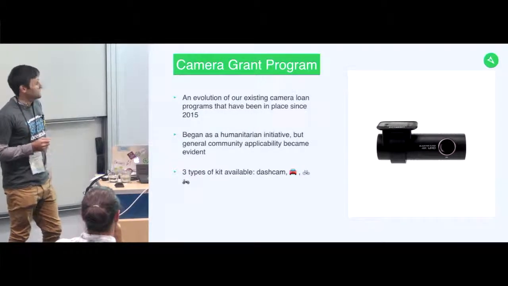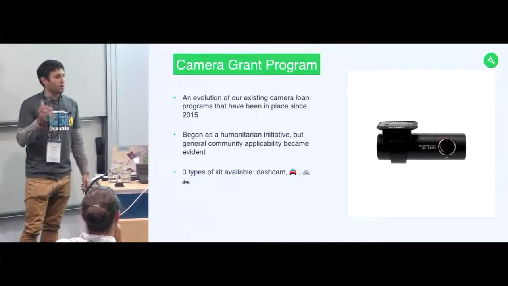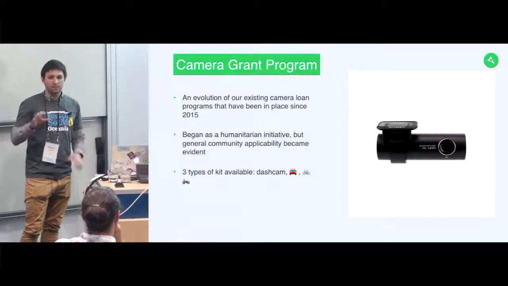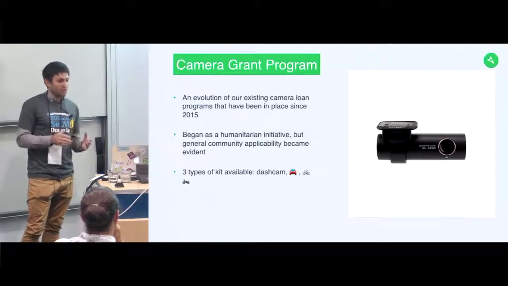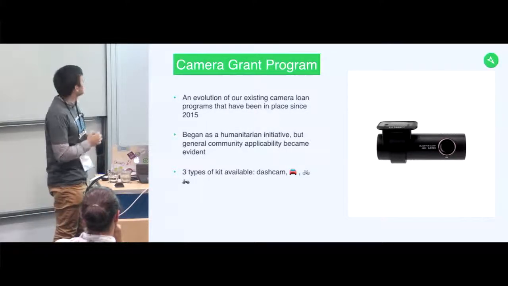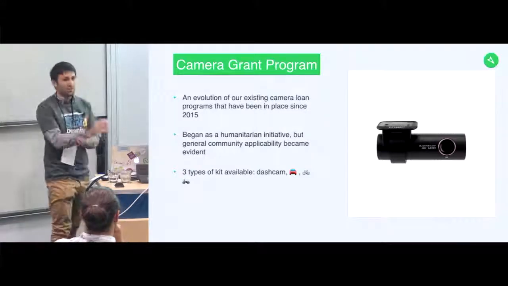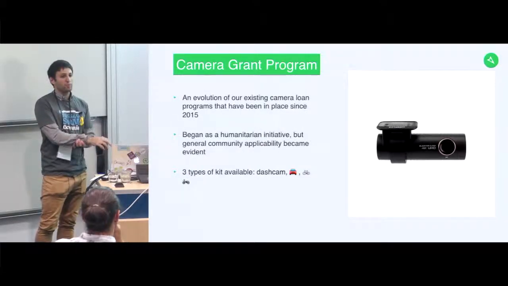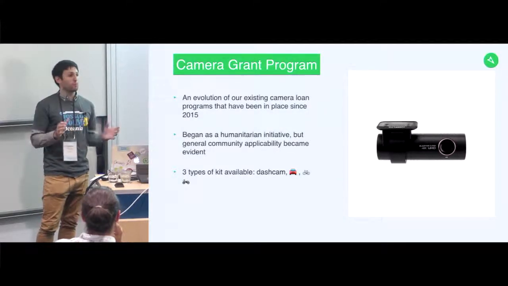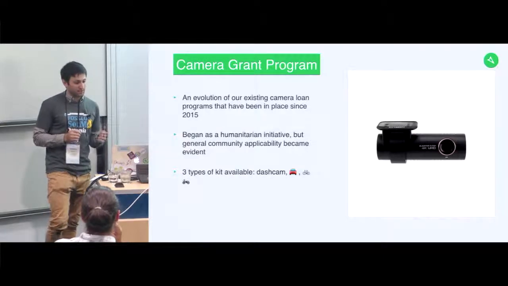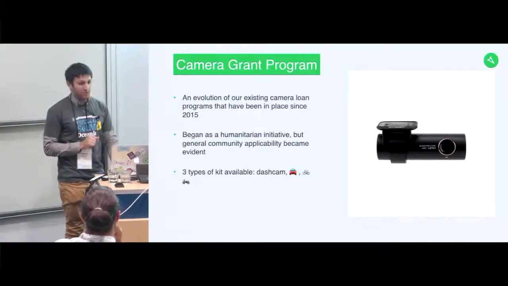The second is a new GoPro, and we have that with a setup for cars and a setup for bikes. So if you're on a motorbike or you're a cyclist, you can get that setup. If you drive a lot, you can get the car kit. It began as a humanitarian initiative, so we had a lot of people in Tanzania and other African countries who needed a camera, but then we realized there were people around the world who needed cameras to capture imagery. That's why we've got the program, and I encourage you to apply when it opens up, probably the end of this week.